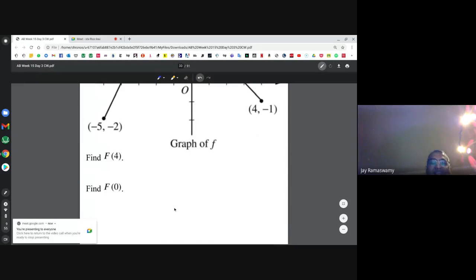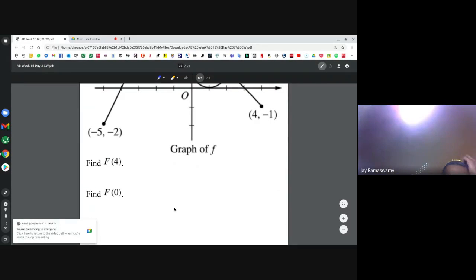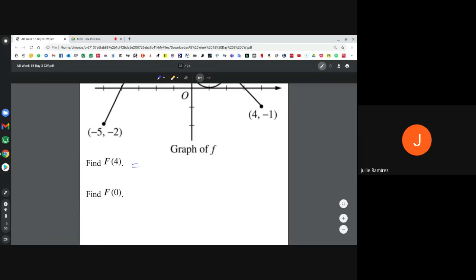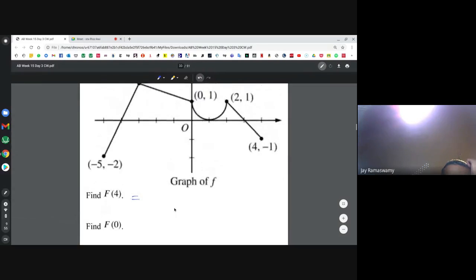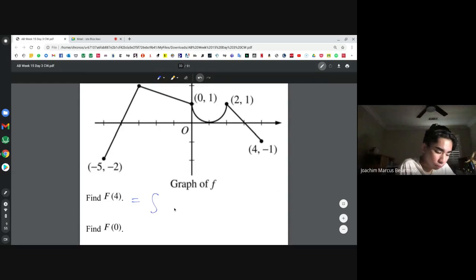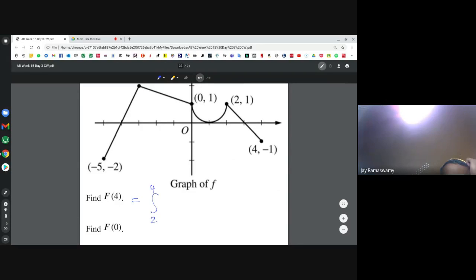Wow. Okay, we're on page 23. Write down this problem. It says find f of 4. So what's the first step? F of 4 equals integral from 2 to 4. Yes. Write down your answer. Look down. If you wrote down areas, what's the area from 2 to 4?